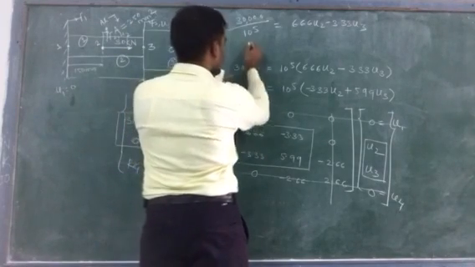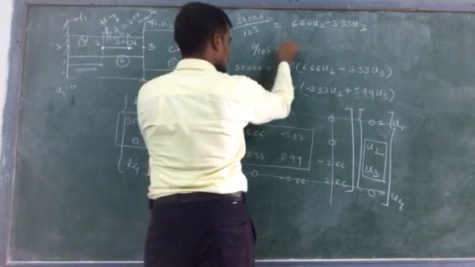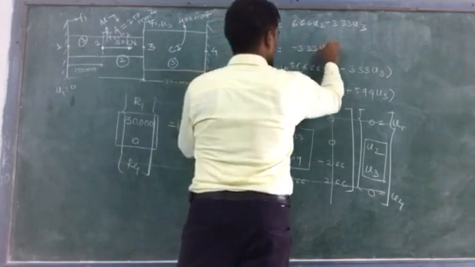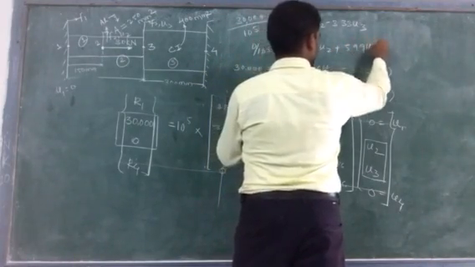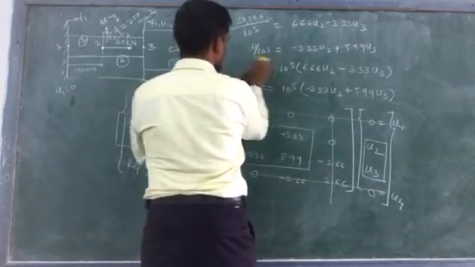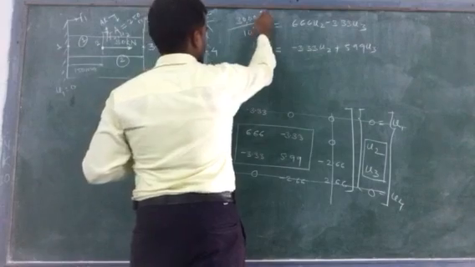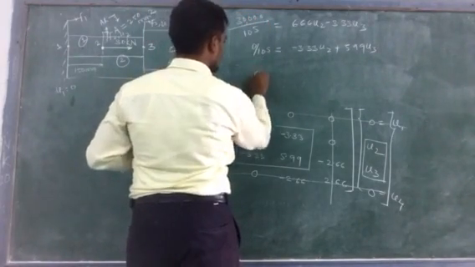0 divided by 10 raised to power 5 is nothing but equal to 0 actually. It is equal to minus 3.33 times u2 plus 5.99 times u2. So by simplifying this, you will get 10 raised to power 5. 10 raised to power 5 is 0.3.